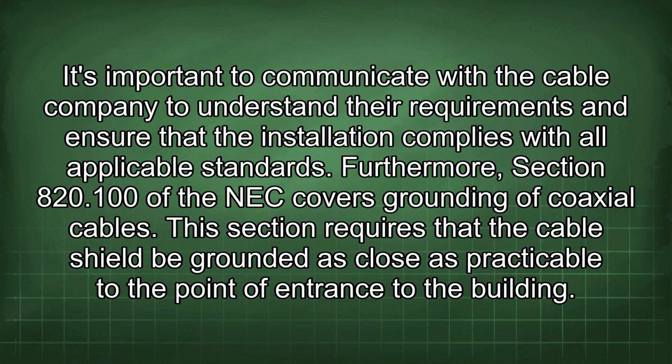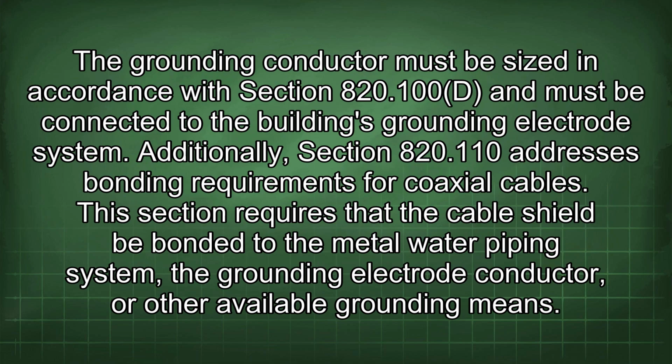Furthermore, Section 820.100 of the NEC covers grounding of coaxial cables. This section requires that the cable shield be grounded as close as practicable to the point of entrance to the building. The grounding conductor must be sized in accordance with Section 820.100(D) and must be connected to the building's grounding electrode system.